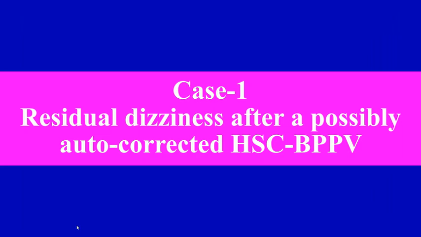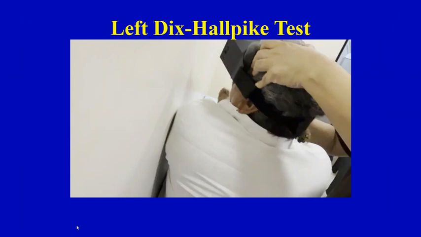So this is our first case: residual dizziness after a possibly autocorrected horizontal semicircular canal BPPV. A 62-year-old male came with a history of severe vertigo, vomiting, and significant nausea and other vegetative symptoms for 2 days. On day 3, he came to me with vertigo which was mainly on sitting up, and he had a tendency to fall backwards on getting up out of bed.